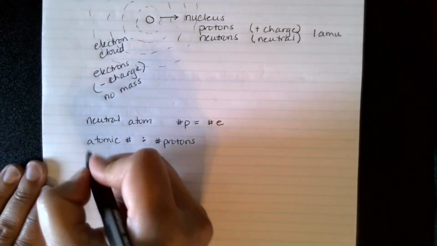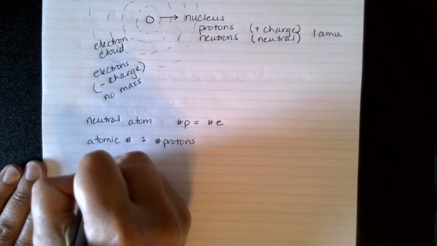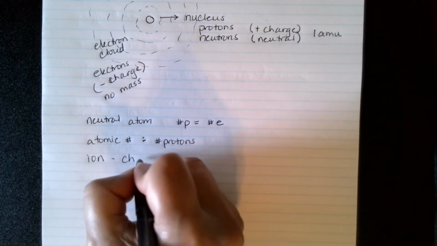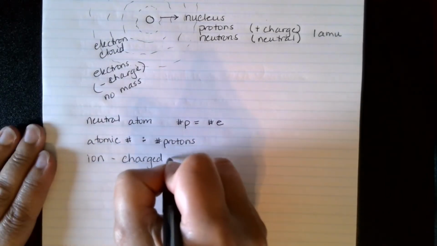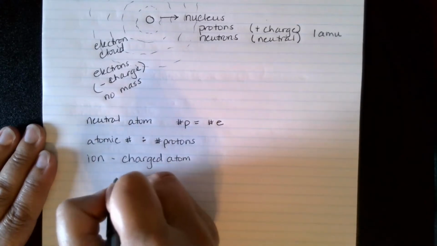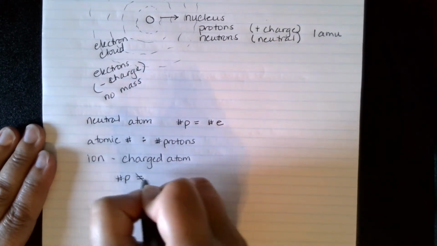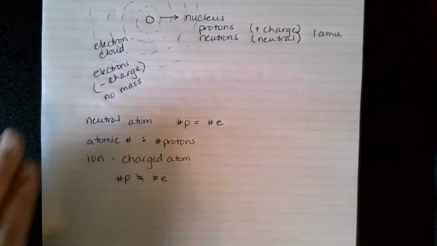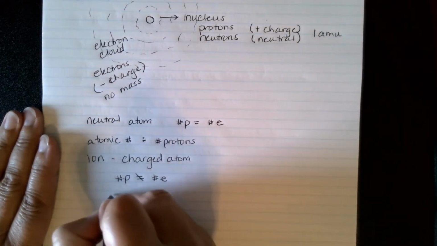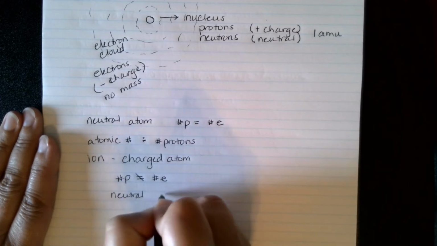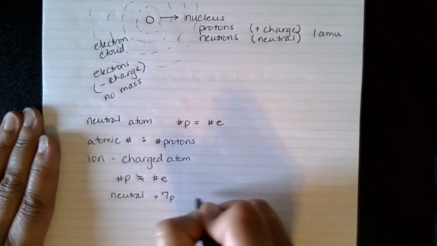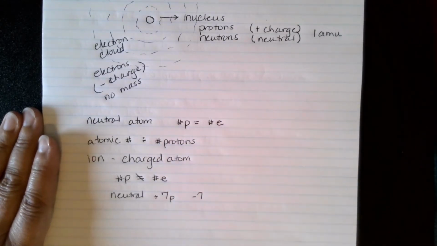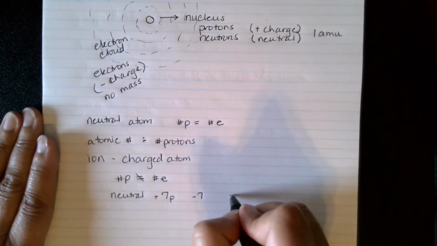Now, a special kind of atom is an ion. An ion is a charged atom. This means the number of protons is not equal to the number of electrons. So we said if it was neutral, nitrogen had 7 protons, meaning 7 positive charges, and it had 7 electrons, meaning 7 negative charges. So 7 positives and 7 negatives means no charge.